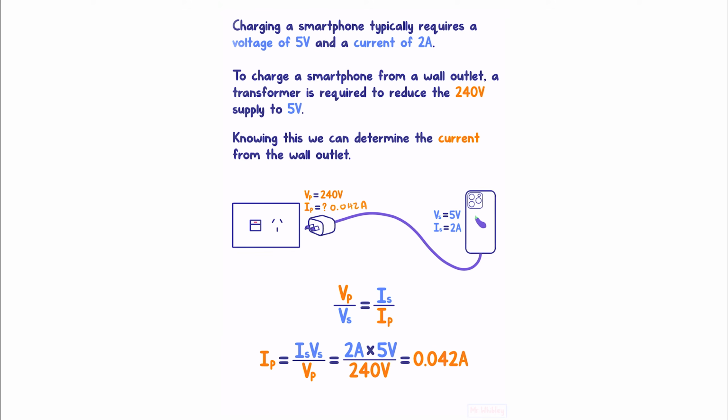And so you can see that we have reduced the voltage in the same proportion that we've increased the current. Mathematically, we're essentially trading one for the other.